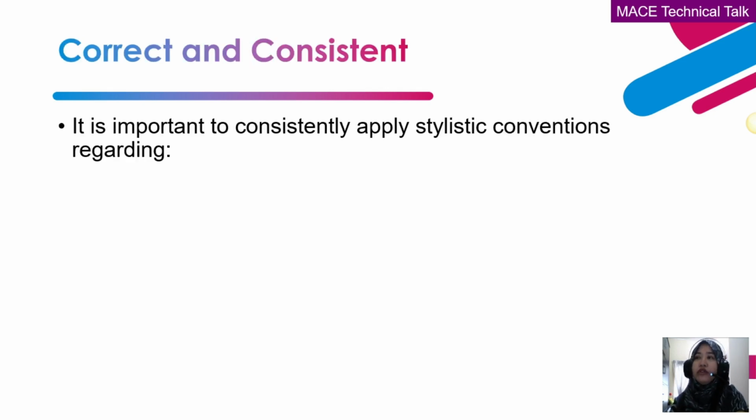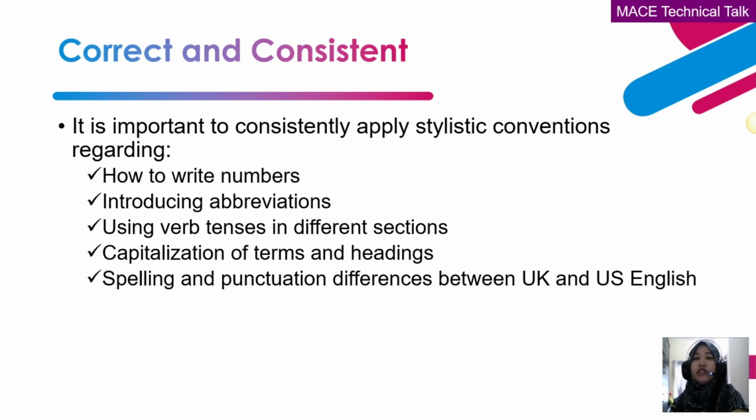It is important for you to consistently apply stylistic conventions regarding, for example, the rules of grammar, punctuation, and citation. For example, like how to write numbers, so make sure you write numbers in the same style throughout your article. How do you introduce your abbreviations? Make sure that you introduce it once in your article and then you can start using the abbreviation later. Okay, do not reintroduce it in your article. And then using verb tenses in different sections, capitalization of terms and headings. Please follow the rules that have been set up by the institution or any journals or conferences.